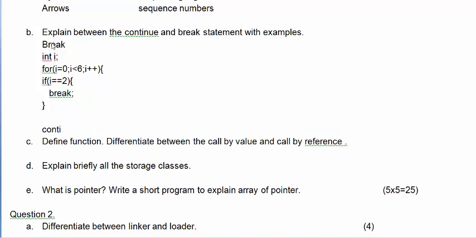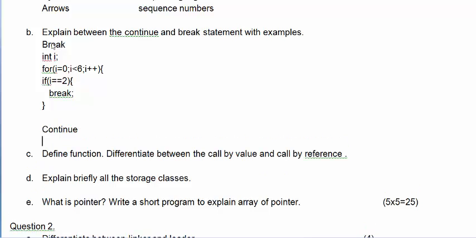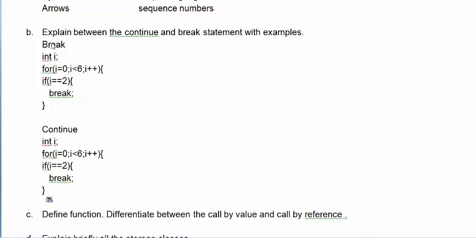Similarly, if we see the same code for the continue statement, if I replace this break statement with continue over here, what will happen? This particular piece of code will execute for 0, 1, 3, 4 and 5, and when i's value is equal to 2, it will just simply skip that particular condition and pass the control to the beginning of the loop. Now let's move on to the next question.